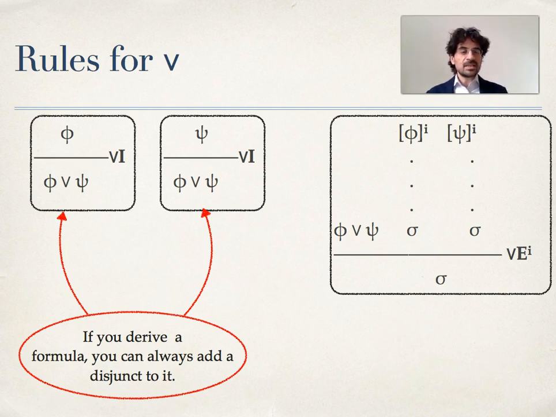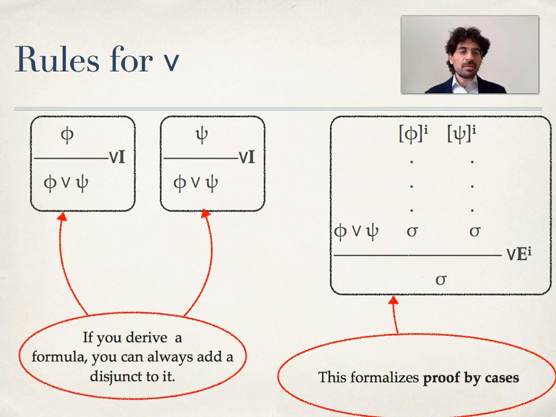Then this means that you can derive the formula sigma, so you can write sigma in the next line of the derivation, provided you have written in the previous line, at the same level as the derivation of sigma, the disjunction of phi or psi. And this allows you to cancel or discharge the two assumptions phi and psi that you've put on top, or your two independent derivations of sigma.